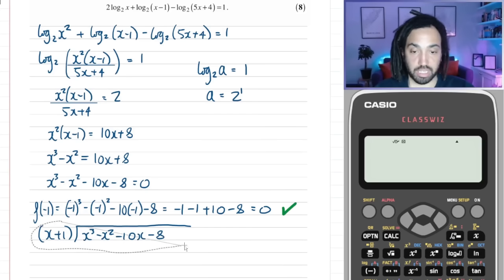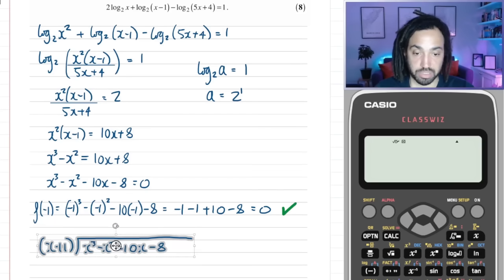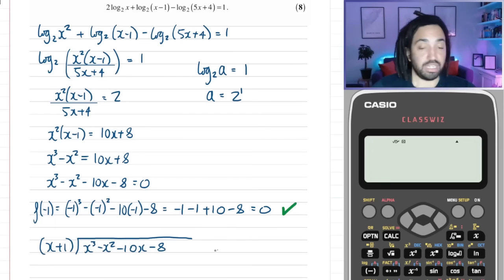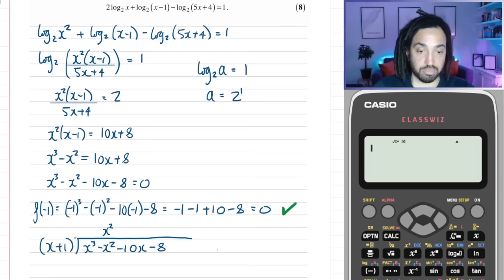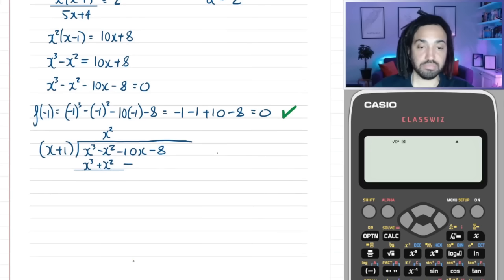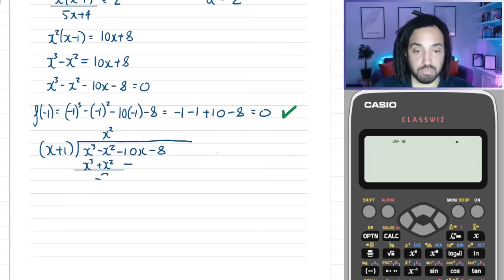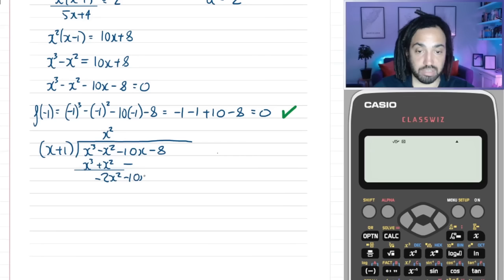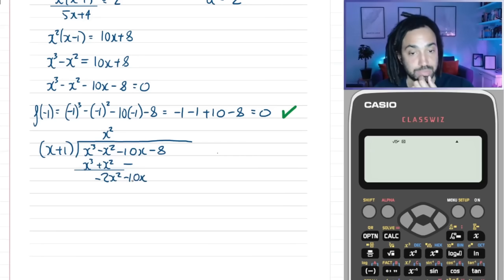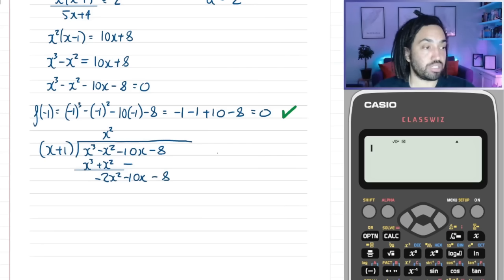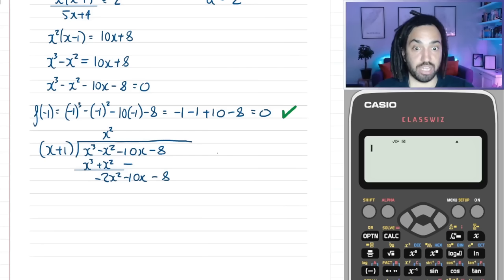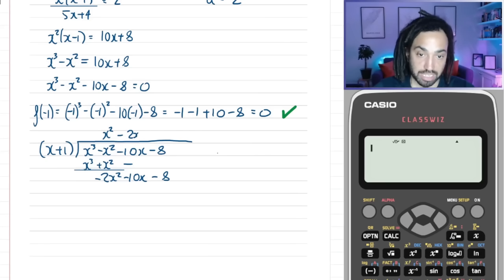Okay, let's give myself a tiny bit more space by moving down. Okay, and so how many x's go into x cubed? That would be x squared. Multiply x squared down, we'll get x cubed plus x squared, and then we subtract. This will give us minus 2x squared, and we'll bring down the minus 10x, and the minus 8, why not? And then how many x's can we fit into minus 2x squared? That would be minus 2x.